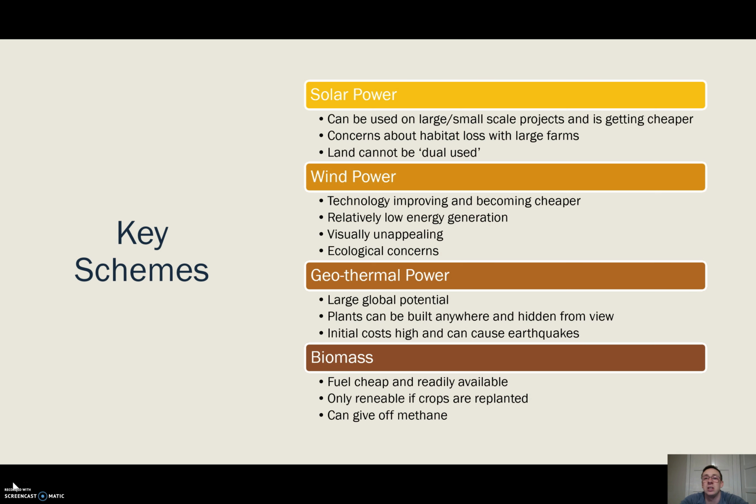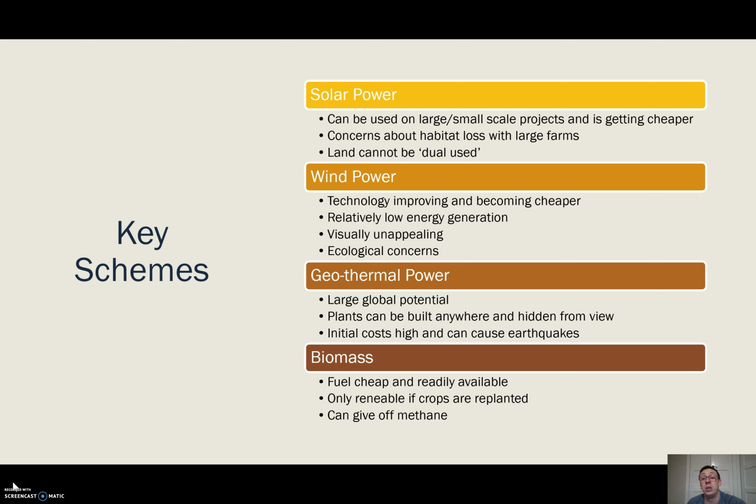The downsides, generation of energy in wind power is reasonably low compared to other methods of energy generation. There are concerns about how it looks visually. And ecologically, it is a problem. You do have issues with bird strike, and then you've also got issues with the construction and the putting of the turbines and the pylons in place, which does have an ecological impact.